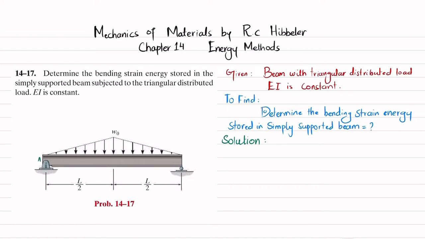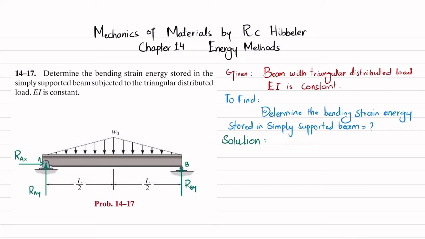Let this be your point A and this be your point B. If you remove the pin support at point A, you will have a vertical reaction force, let this be RAY, and you will have a horizontal force, which will be RAX. Similarly, if you remove this roller support at point B, you will have only a vertical reaction force, and this will be RBY. So we will find RAX, RAY and RBY by using the equations of equilibrium.